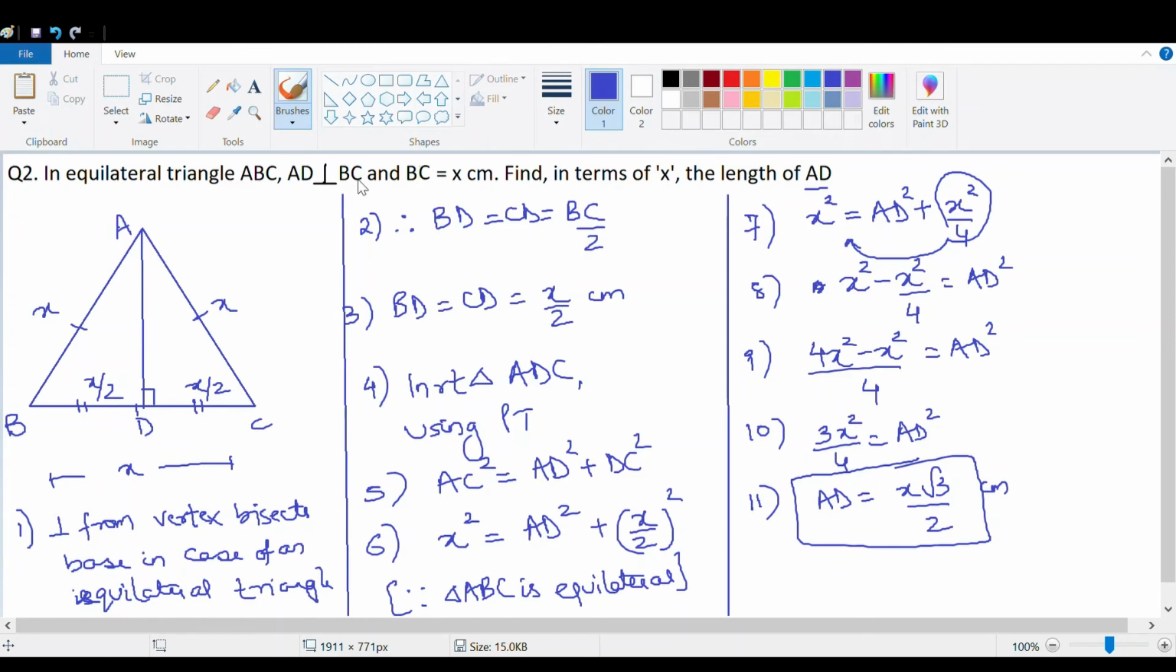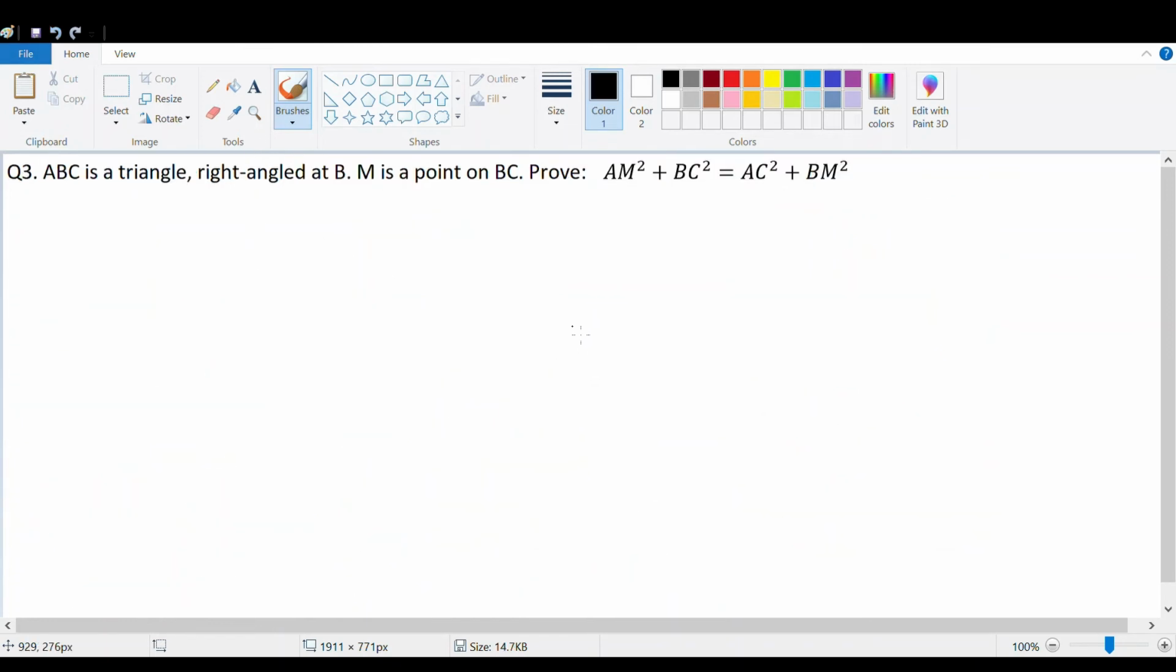Let's look at the next question. The next question that we do is question number 3. Question number 3 says ABC is a triangle right angled at B. Let me just draw a rough diagram. Right angled at B. Next point: M is a point on BC. So M is any point on BC. Let's just mark M here.